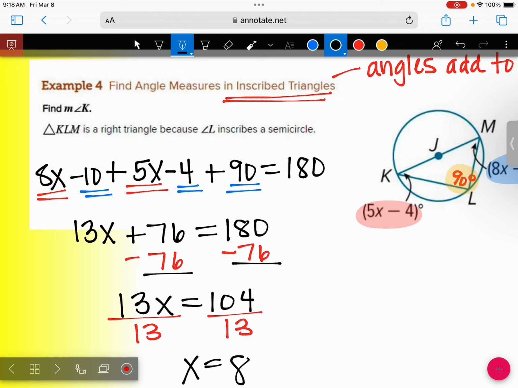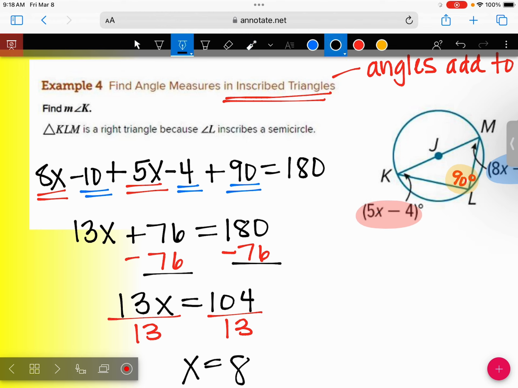But we have to go back to the question. The question wants us to find the measure of angle K. Which angle is angle K? Is it the yellow, the pink, or the blue? Which one did I highlight? Which one of these is angle K? So which one am I going to put this 8 in? Am I putting it in here? Am I putting it in for here? Well, we already know this is 90. So which one? Am I putting it in for 5x minus 4 or 8x minus 10?